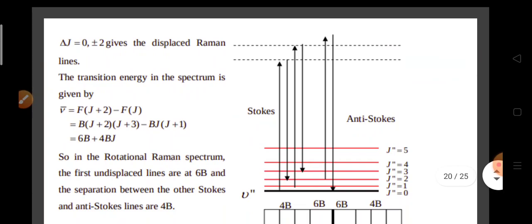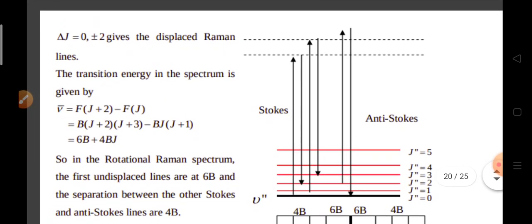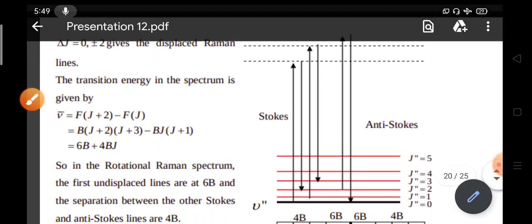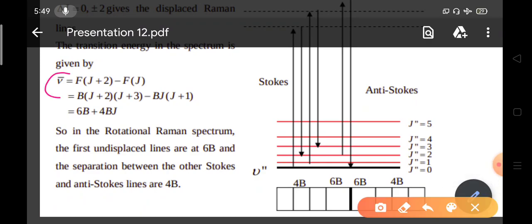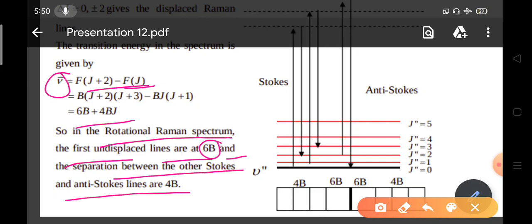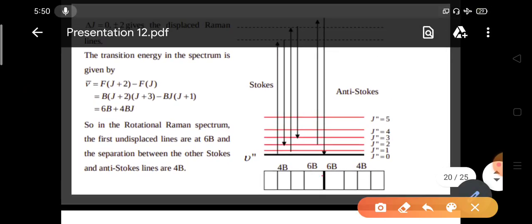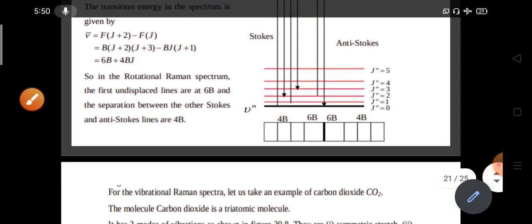And we should know what will be the selection rule for the rotational Raman transition. The selection rule is delta J equals 0, plus minus 2. So if you find out the wave number, that will be F(J+2) minus F(J), that is 6B plus 4BJ. So in the rotational Raman spectrum, the first undisplaced line is at 6B and the separation between the other Stokes and anti-Stokes lines is 4B. Okay, so look, the first line is the undisplaced line and these are the Stokes and anti-Stokes lines.